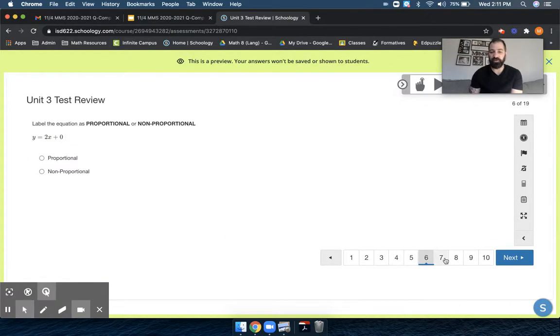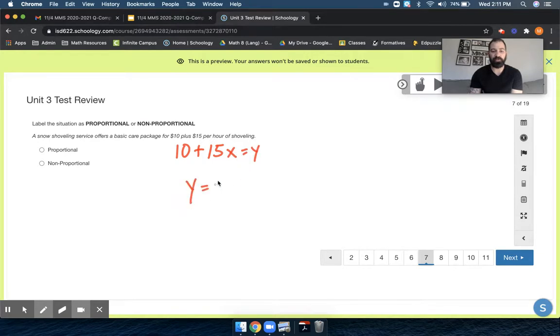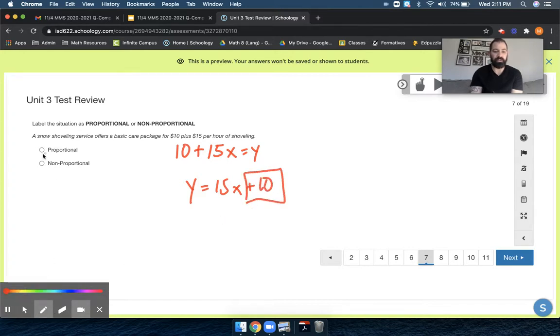Number seven, looking at real-world problems. Well, I can translate this to an equation. Okay, starts out as 10 plus $15 per hour, and that's going to equal y. And then we can flip that around. y equals mx plus b. Well, look at this part here. Is that a 0? It is not a 0, non-proportional. Okay, $10 plus $15 per hour. Per hour means multiply.